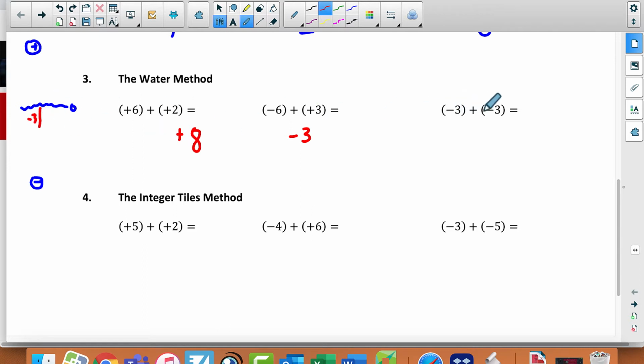And the last one here, you're at negative 3, so you're down here at negative 3, and then you go even deeper. You go another 3 here. Negative 3. So where you're now, you're at negative 3, you go another negative 3, so you're now down at negative 6. So there's the water method.